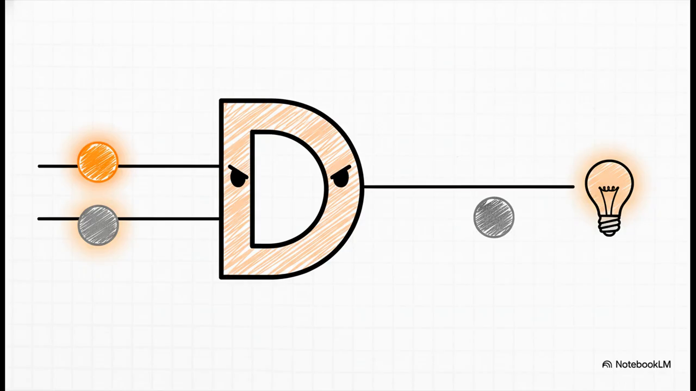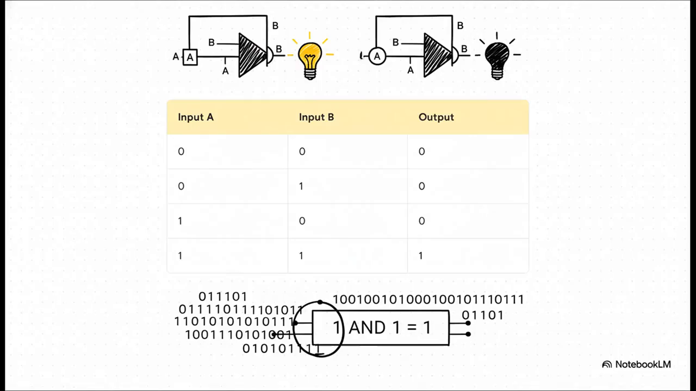First up, we have the AND gate. I like to call this one the strict one. It is a real stickler. It will only, and I mean only, output a 1 if all of its inputs are also 1. If even one input is a 0, the answer is 0. No exceptions. You can see it right here in what's called a truth table.